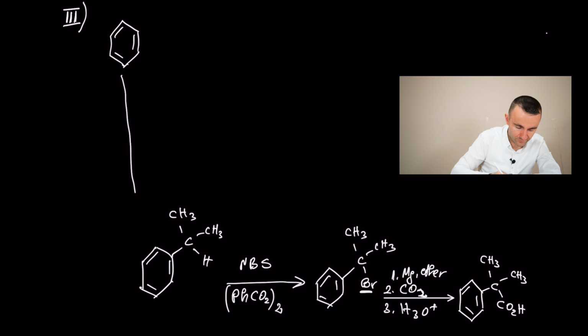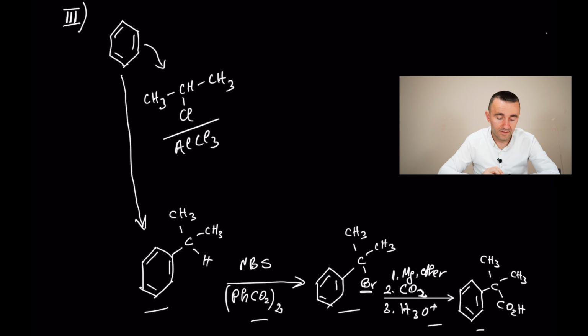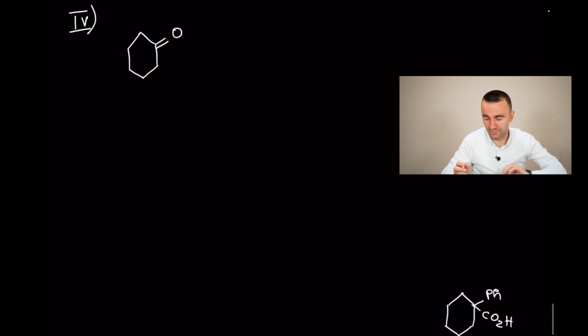Okay, so now from here to go here, you should know for sure that it is Friedel-Crafts reaction. It's an alkylation. So CH3, CHCl, CH3. What was the catalyst? Aluminium trichloride. So this reacts with this one to give this one, from this one to this one. And that's it.